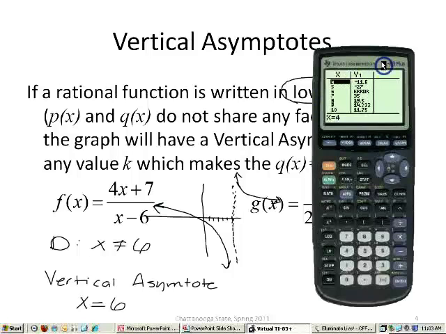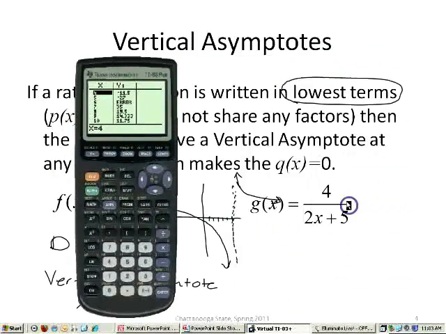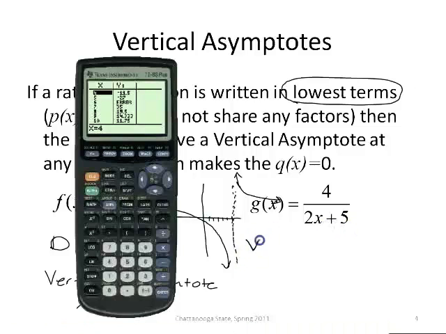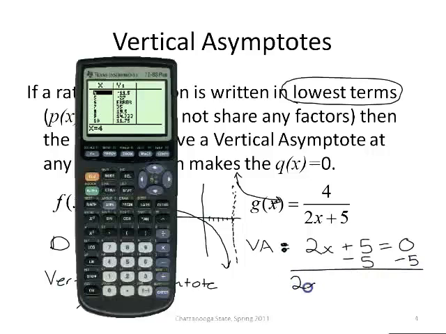Okay, now let's look at the second function here. g of x equals 4 over 2x plus 5. My vertical asymptote here is going to be where the denominator equals 0. So I do 2x plus 5 equals 0, and then I solve that. I subtract 5 from both sides, and then I divide by 2. So my vertical asymptote here is the line x equals -5/2.